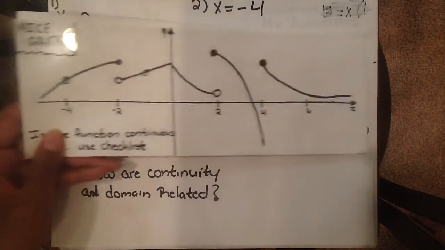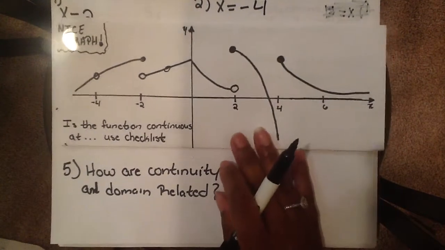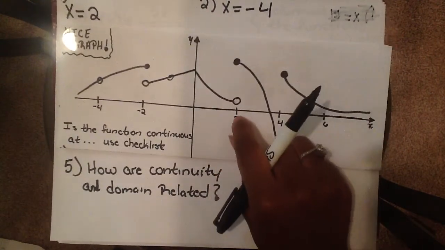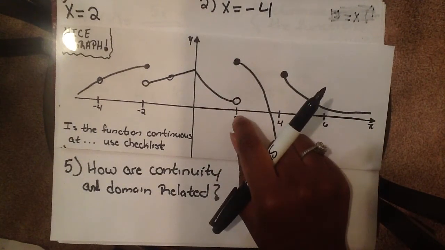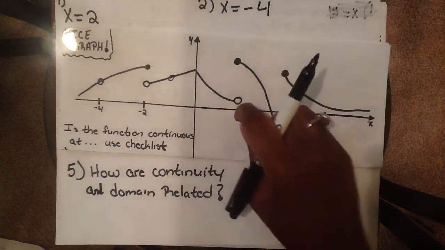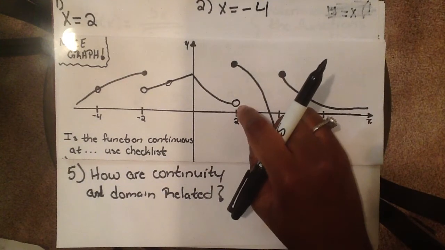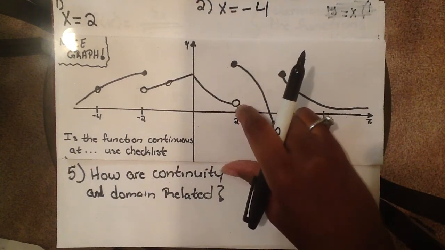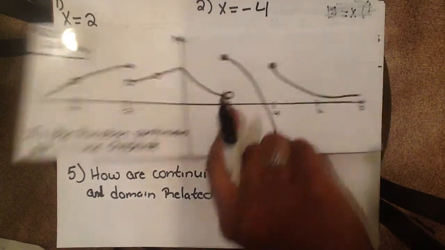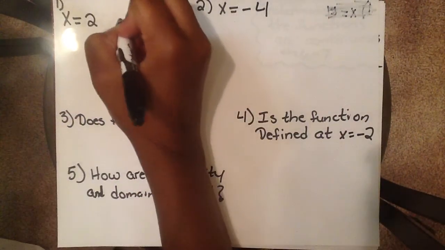Let's see our graph again. At x equals 2, the first question from the checklist is, does f of 2 exist? No, it does not exist because there's an open circle, so f of 2 is undefined. So it fails the first question of our continuity checklist.